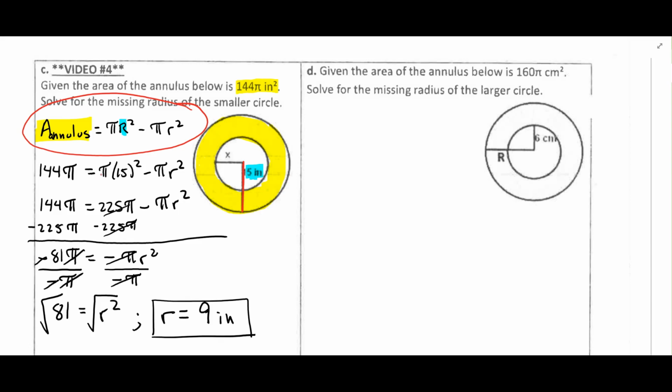In this one, you're trying to find the radius of the larger circle. So get your questions answered, and we'll see you next time.